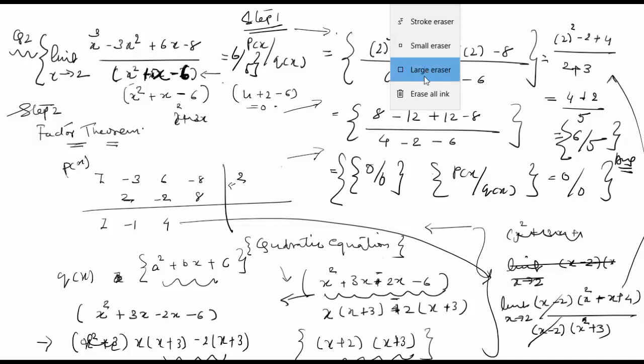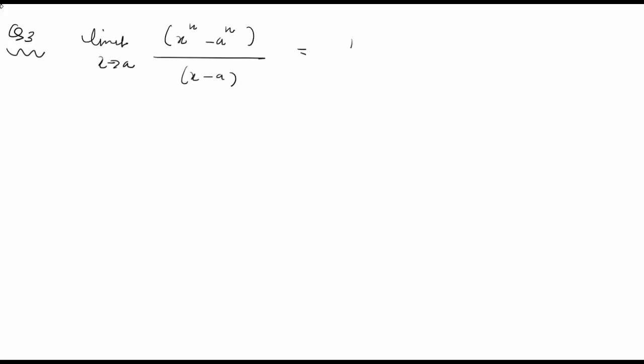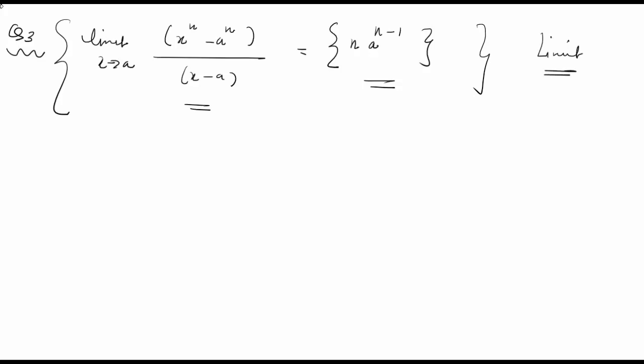So that was the second question, and the third question is a formula for applying the limit. If you have a limit as x tends to a, of a function in the form of x raised to n minus a raised to n divided by x minus a, then it's possible to write this whole thing as n into a raised to n minus 1. This is a direct formula you can apply to solve a limit which is in this form.